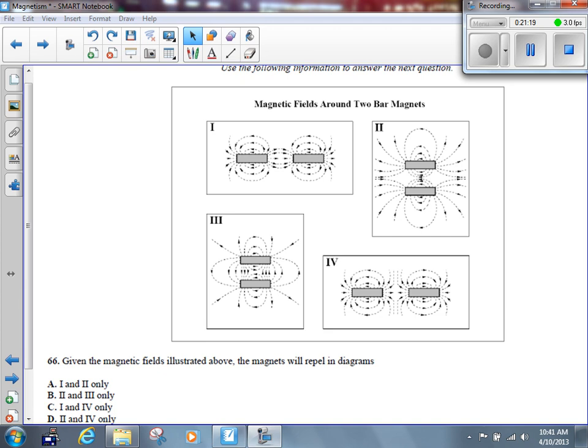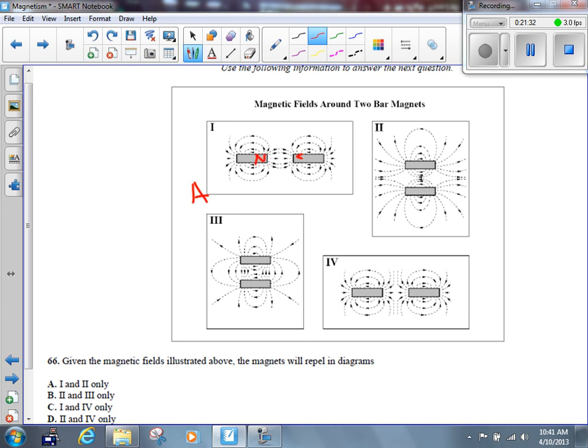Are they going to attract or repel in diagram number 1? It's going to attract, yeah. In fact, we could label the polarity of those if we wanted to. Don't have to, but could. This is going to be north. This is going to be south. It's going to attract because it's opposite poles. We know the left one is north, the right one is south because of the direction of the magnetic field there.